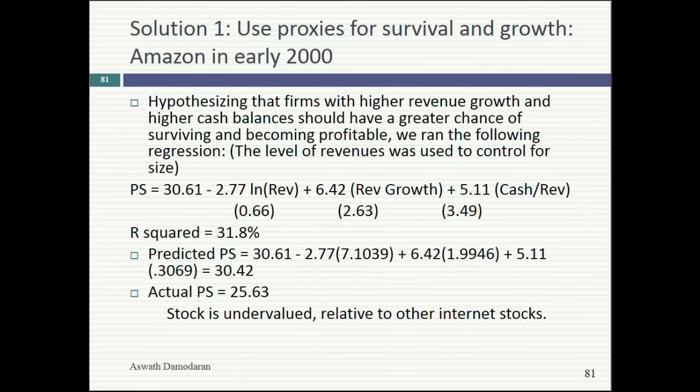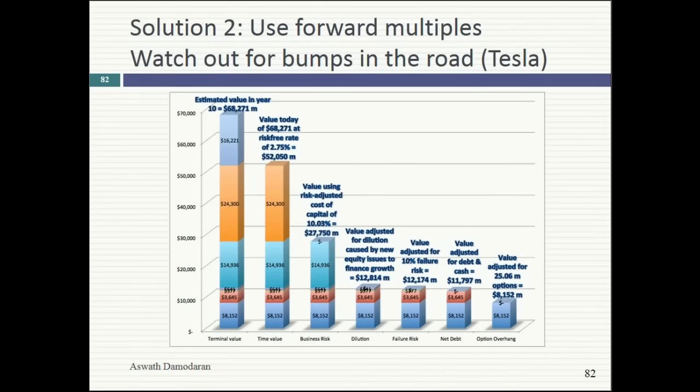But that's the weakest link in pricing. It's always a relative statement. Any questions? So that's the first solution: work with proxies today.